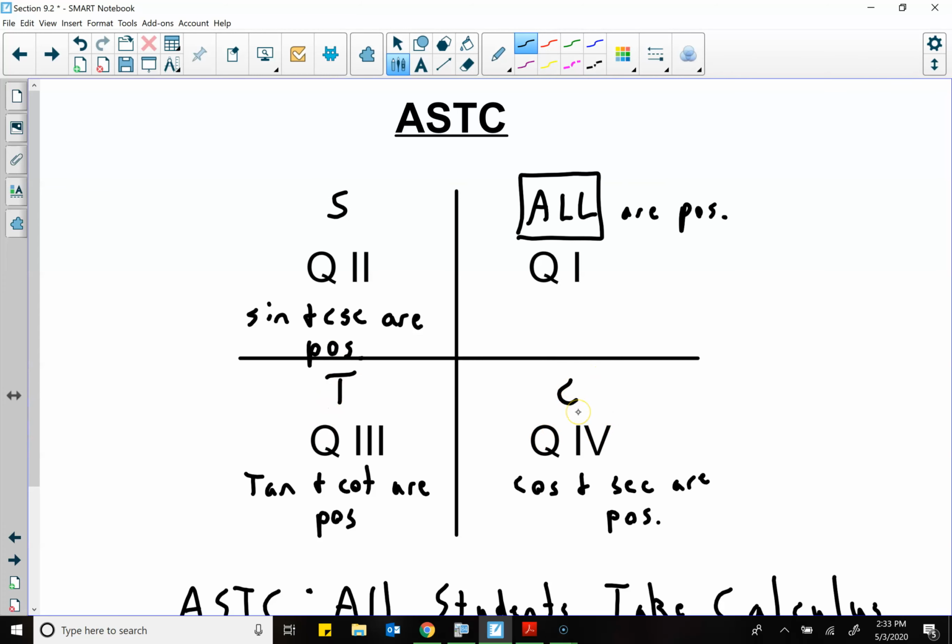And then remember that with sine, you have its reciprocal that has to follow suit. Tangent has its reciprocal cotangent. Cosecant has its reciprocal secant. Okay, so that's what this is for. This is a mnemonic device: all students take calculus, to help you remember signs of trig functions in the different quadrants.